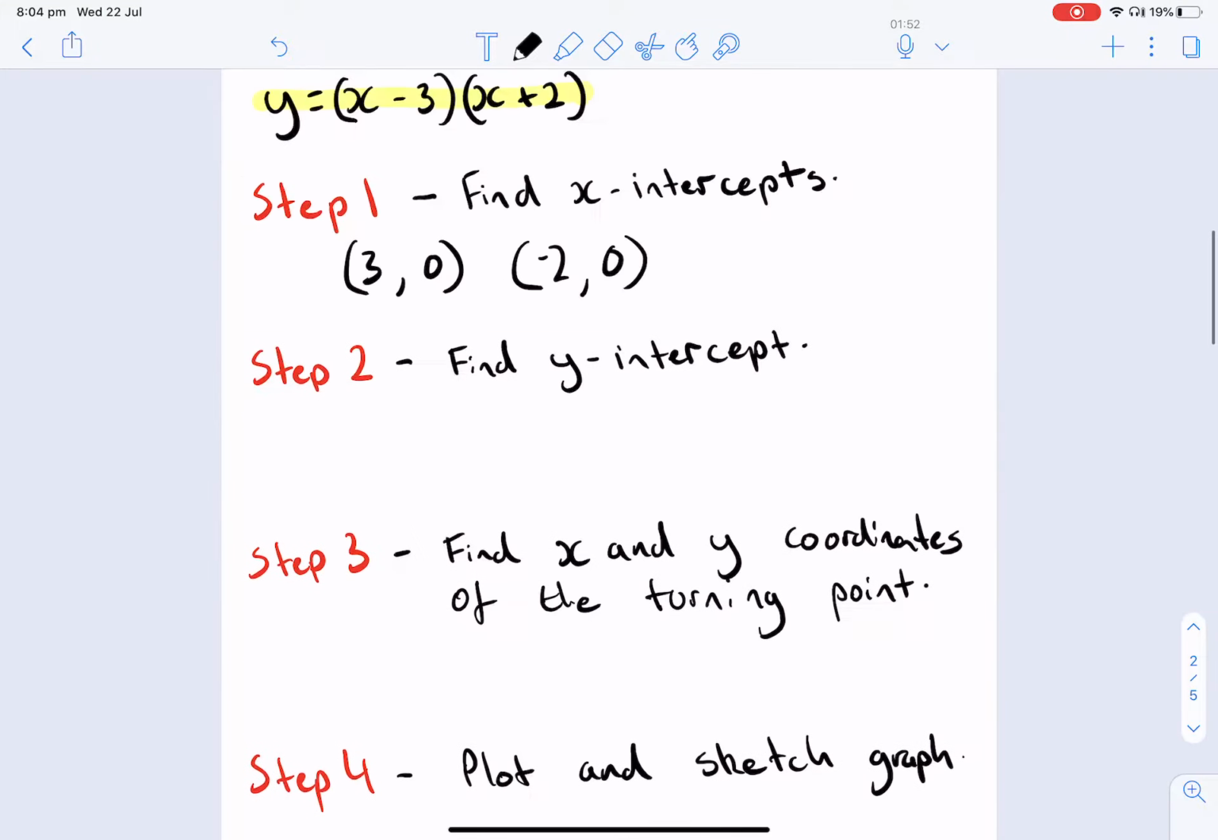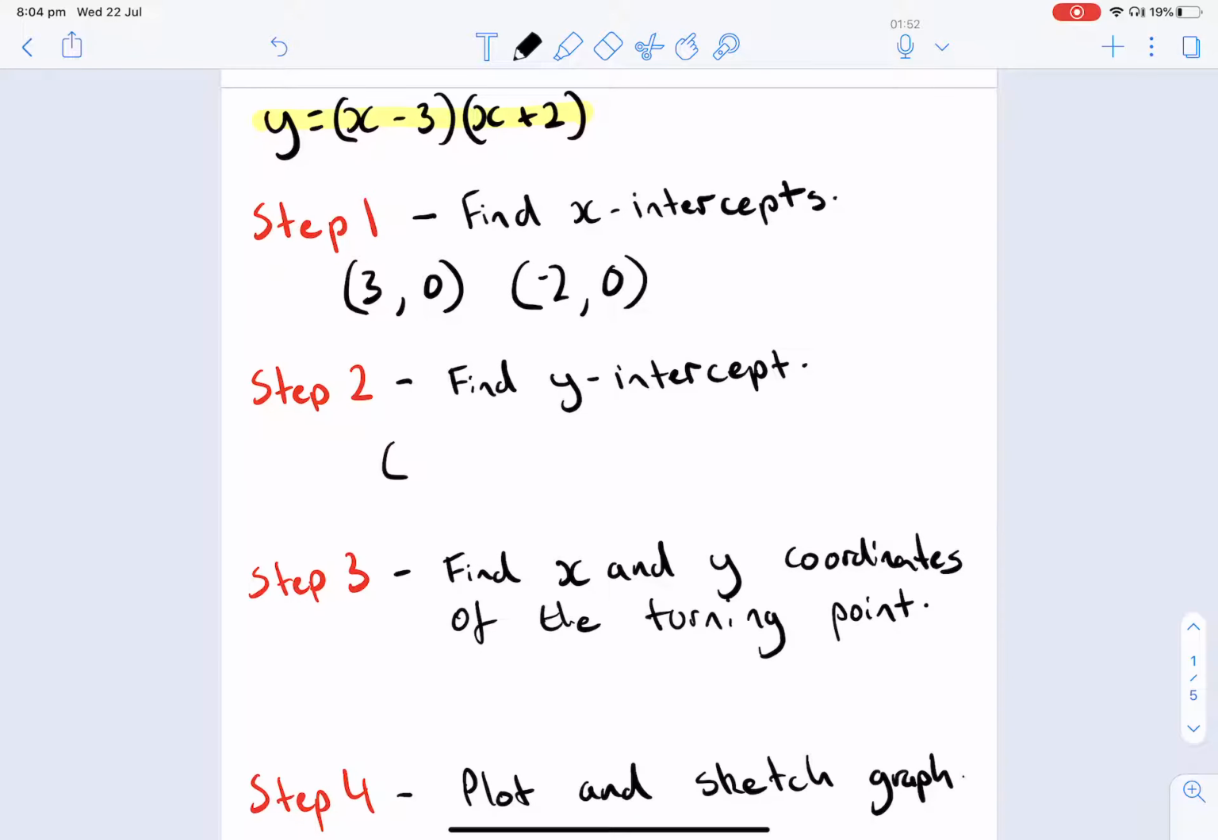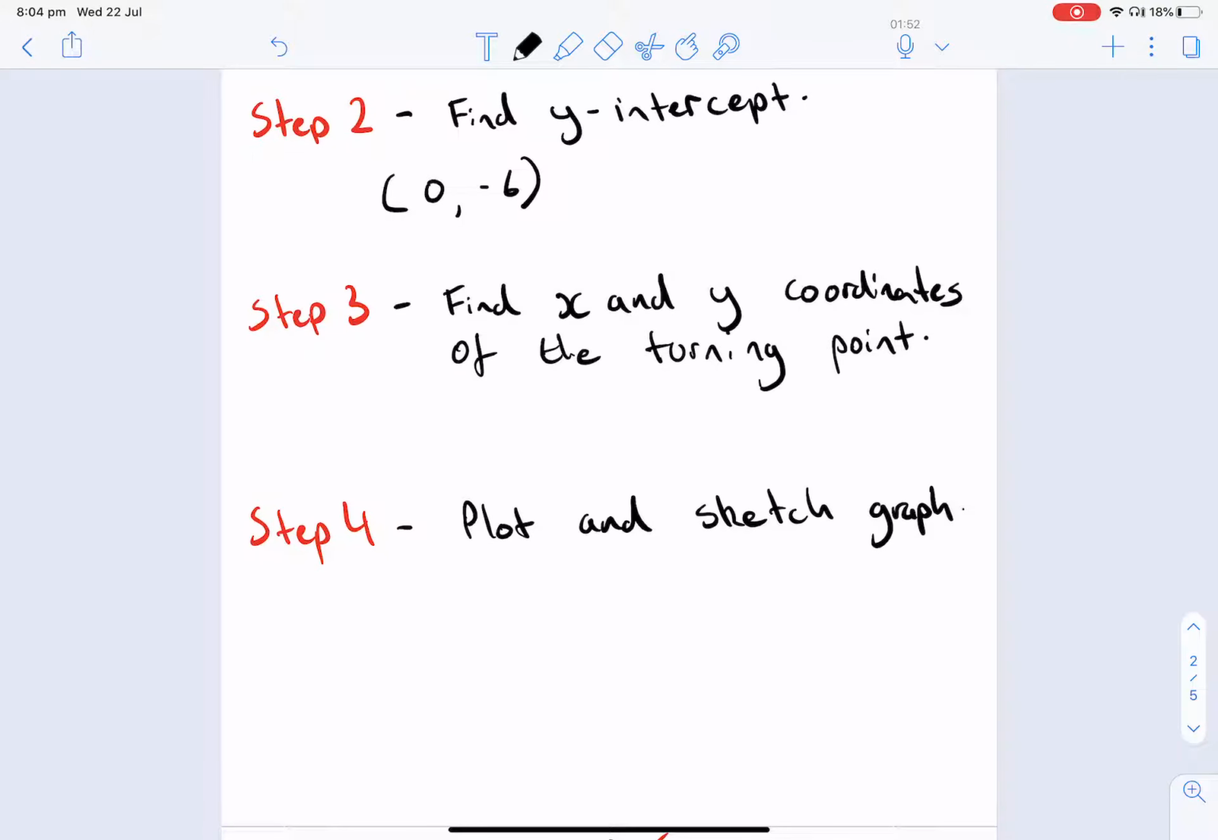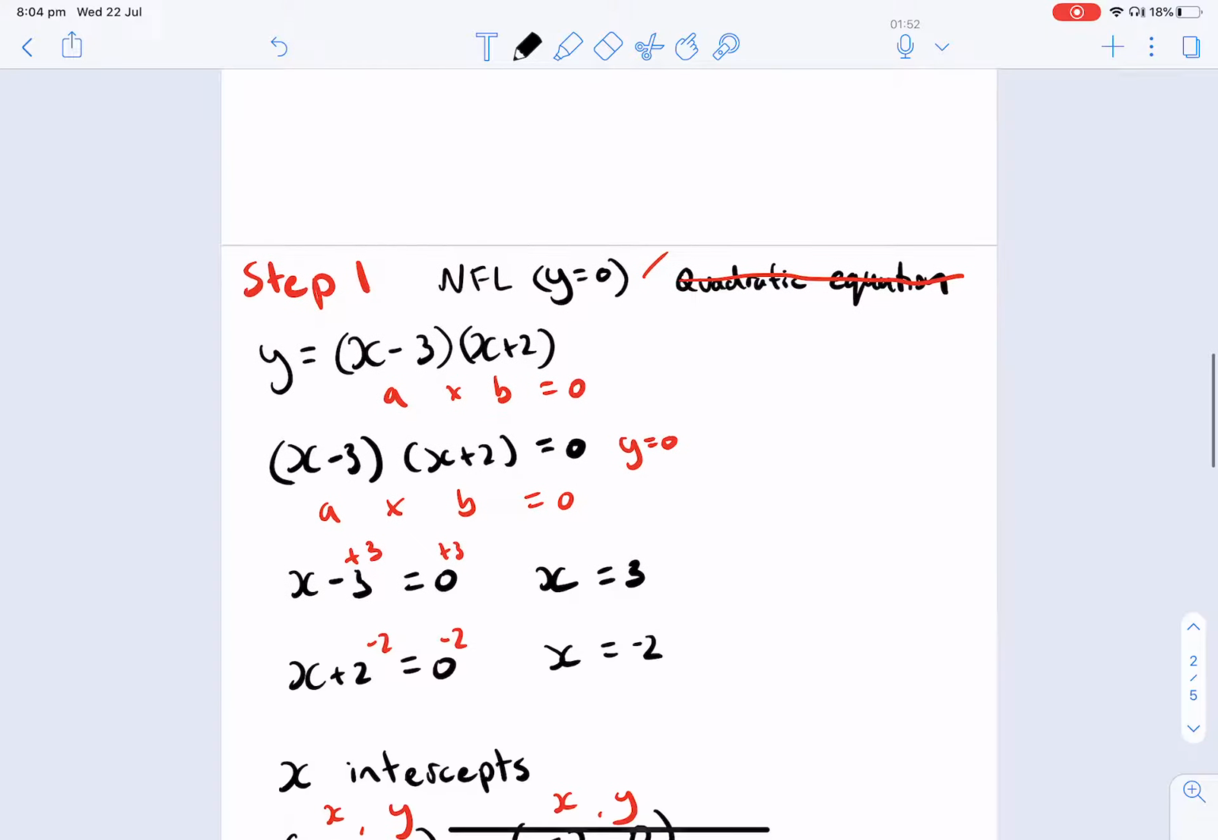So we'll just go back up here. We now have a y-intercept of 0, -6. Our next step, step 3, find the x and y coordinates of the turning point.